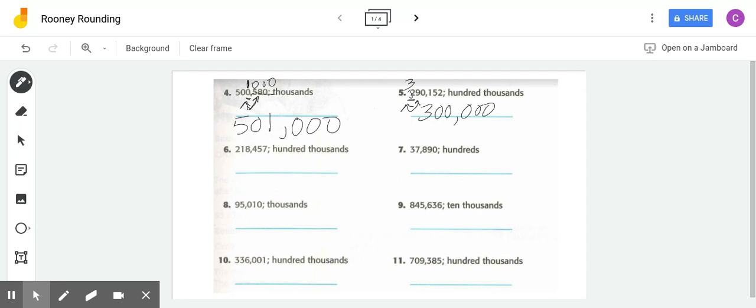Okay, 100,000s again. 1, 2, 3, 4. Round it down to the floor. Perfect. I see that it's a 1. So that stays the same and everything becomes a 0. Same with the hundreds. Here we go.